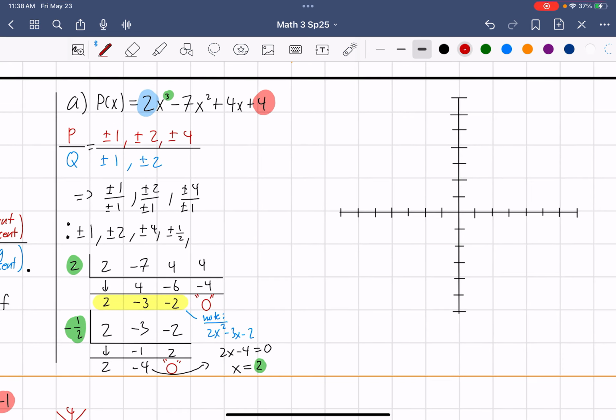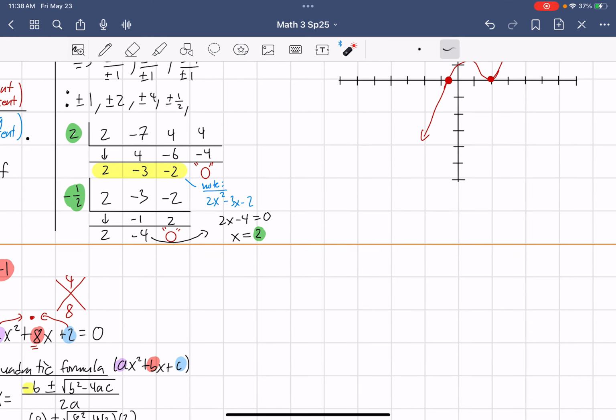So the zeros in this example were 2 and a negative 1/2. And remember, this 2, positive 2, had a multiplicity of 2 because there's 2 of them. The degree is 3. The leading coefficient is 2. So I know it goes up on the right, down on the left. But at negative 1/2, the multiplicity is 1. So I know I need to go through. But then at 2, the multiplicity is 2. So I know I only touch it and then go back up, which falls in line with my end behavior.